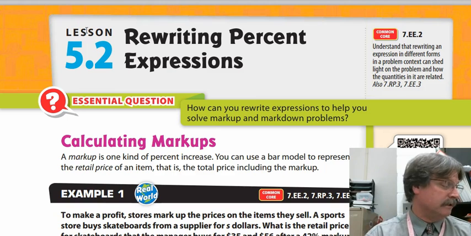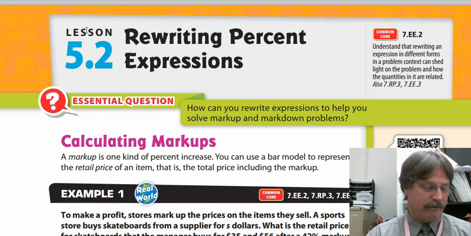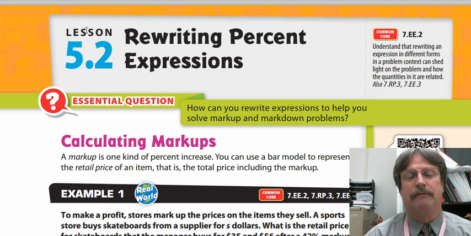A markup is an example of a percent increase. The term markup sometimes refers to a percent increase. A markup of 20% on $150 is a markup of $30. A markdown is an example of a percent decrease.